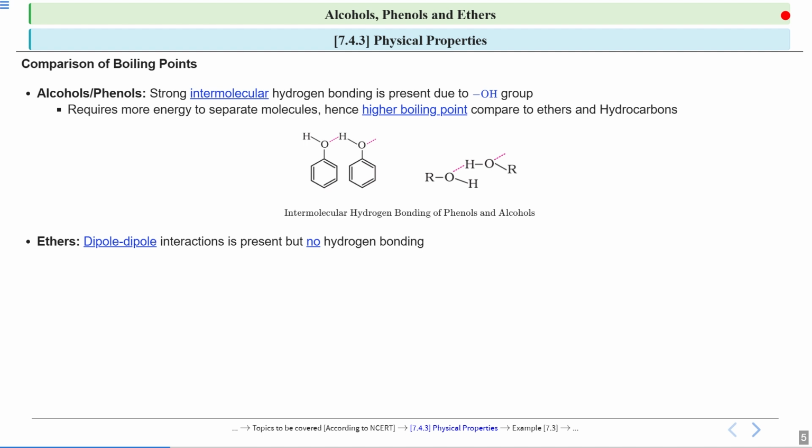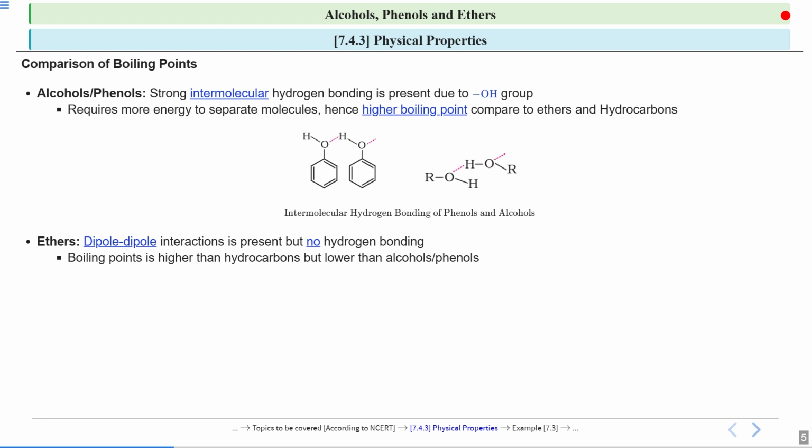So in ethers, there is no hydrogen bonding because you don't have a hydroxyl group present in ether. But you have a CO single bond present in ether, which is polar in nature. So because of that CO bond, there are dipole-dipole interactions. But these dipole-dipole interactions are weaker than strong hydrogen bonding. So since these dipole-dipole interactions are weaker than strong hydrogen bonding, you have to provide less energy for the molecules to get separated, meaning to get boiled.